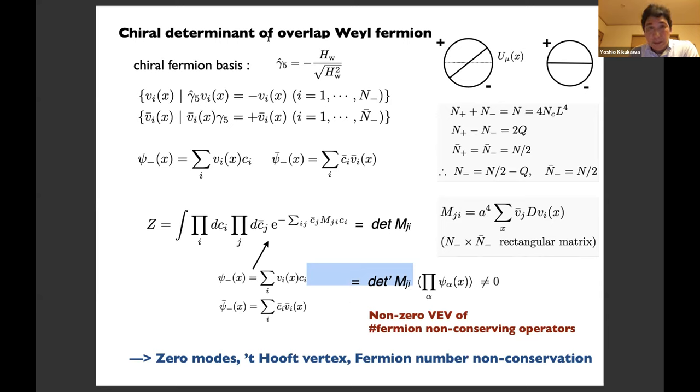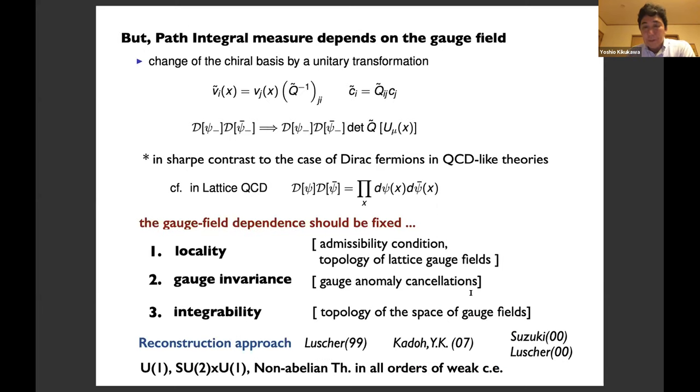In this way, the chiral determinant of the overlap Weyl fermion can reproduce fermion number violation, and this operator actually defines the 't Hooft vertex. So this definition of the chiral determinant reproduces the zero mode 't Hooft vertex and the fermion number violation. But the question is how to define this chiral basis. This path integral measure, as I said, depends on the choice of the chiral basis vectors, and this means that the path integral measure depends on the gauge field. By a unitary transformation of the chiral basis to another chiral basis, the Grassmann coefficients are also transformed.